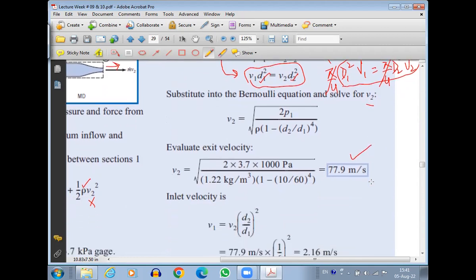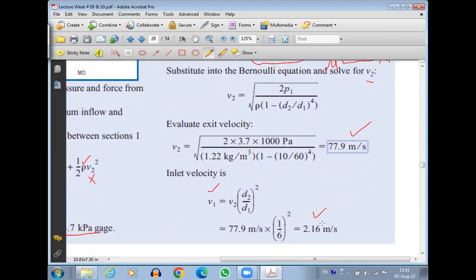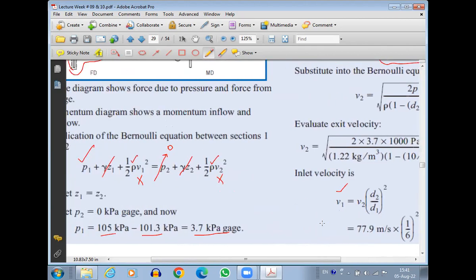And once we have velocity v2, since we already have the relationship between v1 and v2, we can use either of the two equations and substitute the value of v2 to find v1. So v1 comes out to be 2.16 meters per second. So what we have done is found the velocities by using the Bernoulli's equation and the continuity equation together. Okay, our problem is not solved yet. We have just found the velocities. Now we are about to start solving the problem using the momentum equation for the fluid flows.